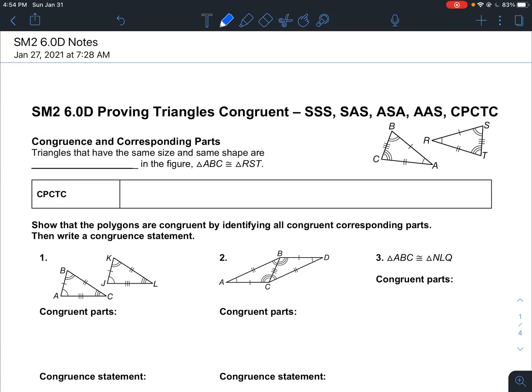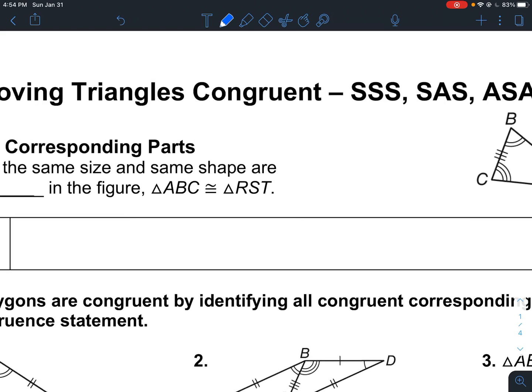Alright, so for part D of chapter 6, the last part that we'll be covering, we are talking about congruent triangles. Remember that congruent means of same shape and size. Congruent means same shape and size.